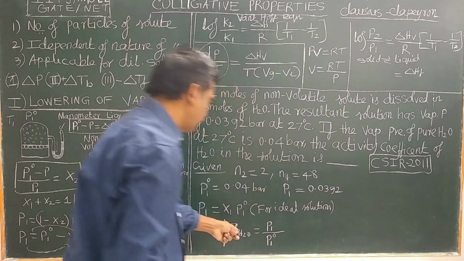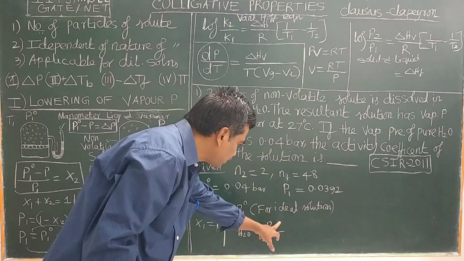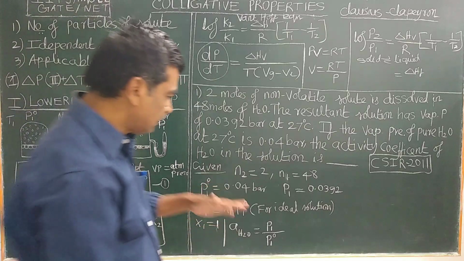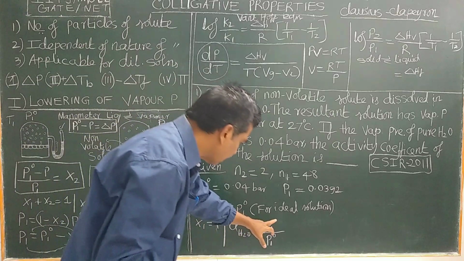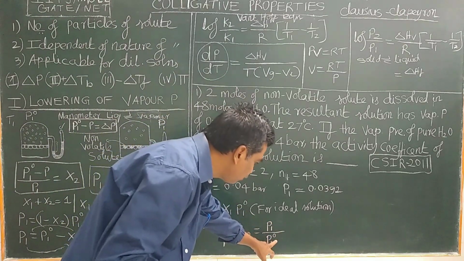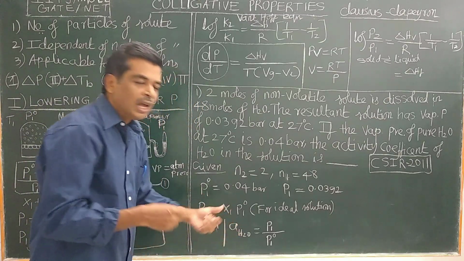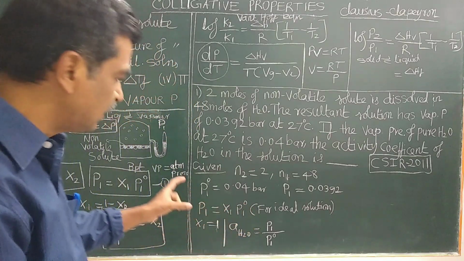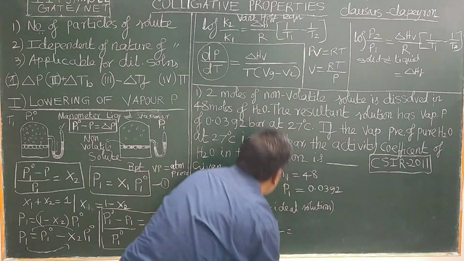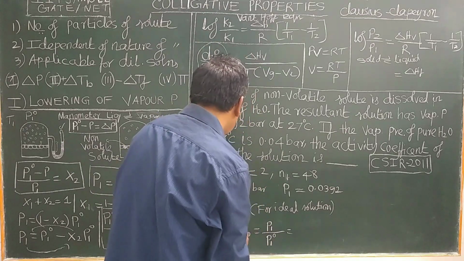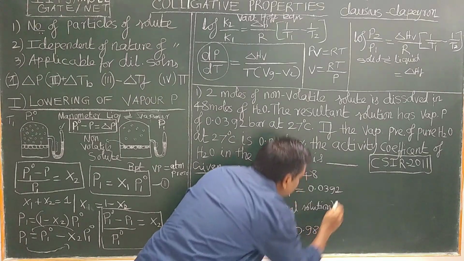So the activity of water is nothing but the ratio of the vapor pressure at that temperature and the saturated vapor pressure of the pure liquid. This is for the solution, and this is for the pure solvent. This is again nothing but relative humidity. This is nothing but the activity of water. Now let us see this. You can substitute P1 and this one, and you can calculate this to be 0.8.